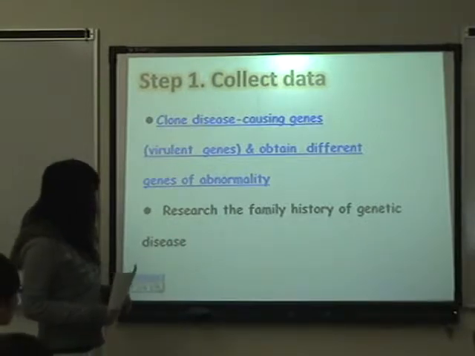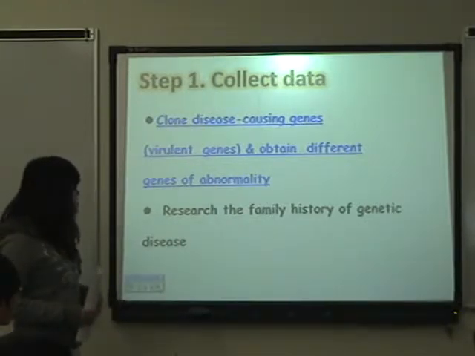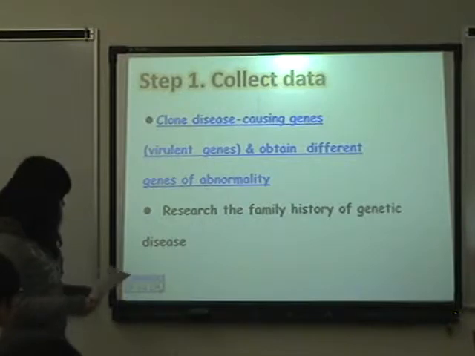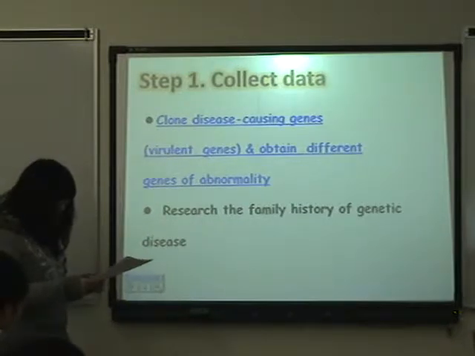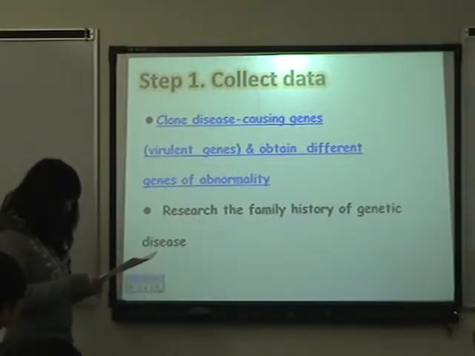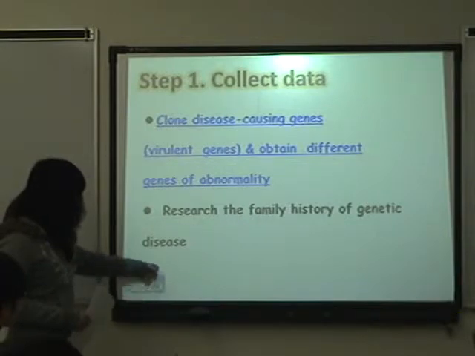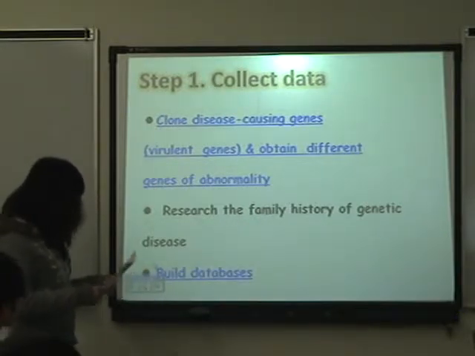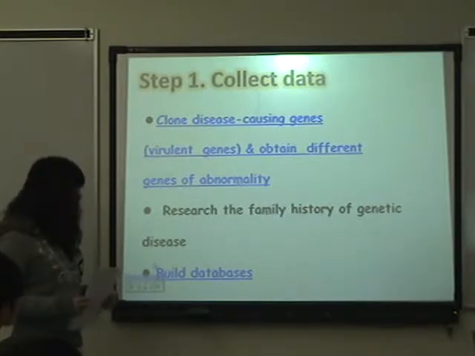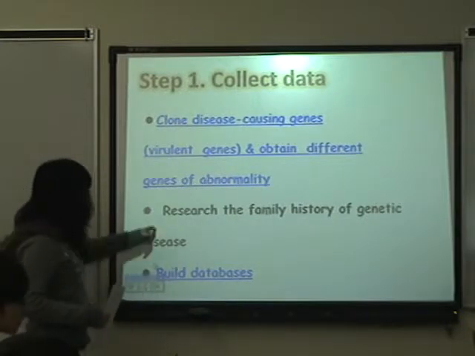we need to clone disease-causing genes so that we can obtain different genes of abnormality. We also need to research the family history to decide whether or not the abnormality is a genetic disease. If it is, we need to find the family history of genetic disease. We also need to build databases to keep these genes and information for future reference.